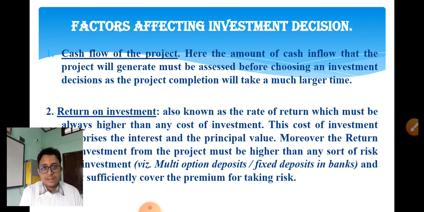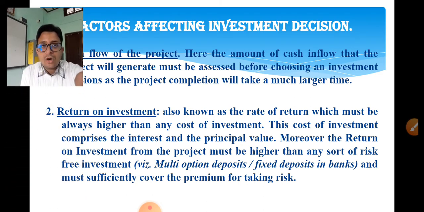See under point number one, cash flow of the project, we need to select that particular project that will generate more inflows or more profits than the amount of money that will be spent on it. The project will incur some amount of expenditure. Also the project will incur some amount of profits. We need to assess that beforehand. The profits, that is the cash inflows, must be more than the cash outflows. Okay. That is what we have to decide in the first case.